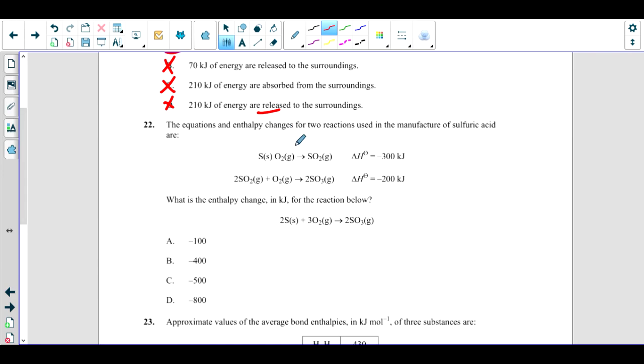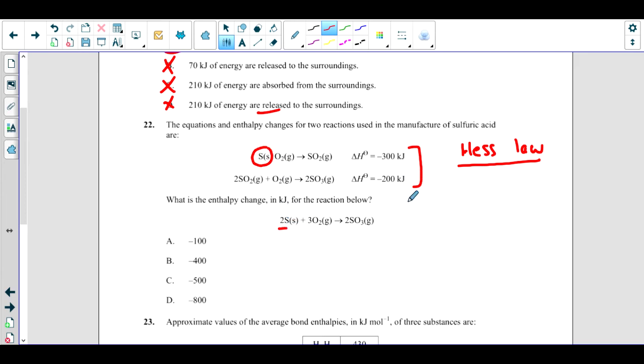The equation and enthalpy changes for two reactions used in the manufacture of sulfuric acid are, these are the two equations. We have S plus O2 will give us SO2, and these two equations we have. Now with the help of Hess's law, we want to design this equation. Let's see. We have S plus 3O2. Here we have S, here we have O2. So S is needed here. But if you see, this is 1S and here we need 2S.